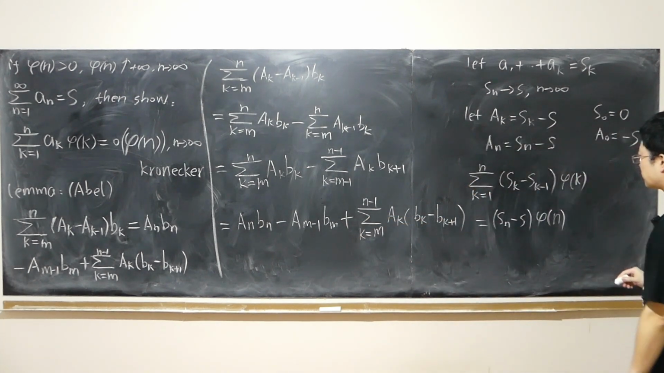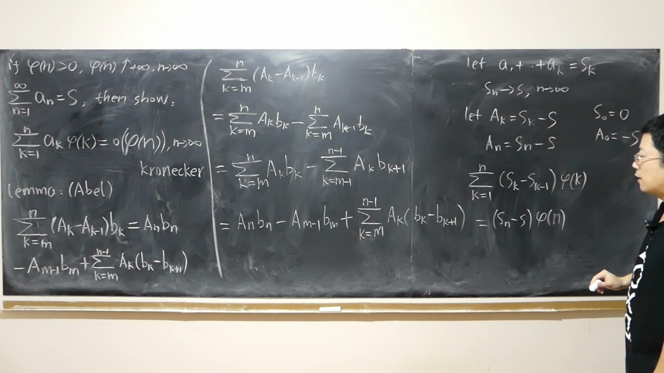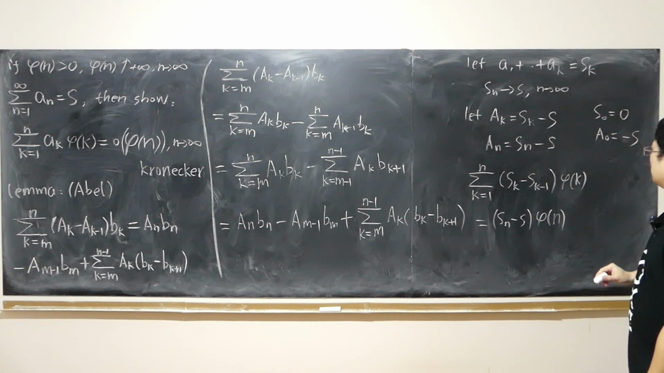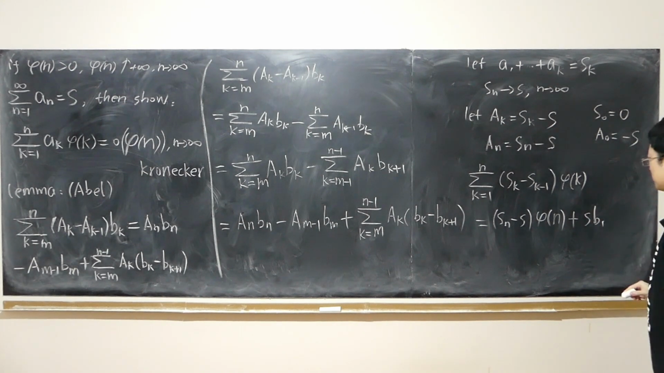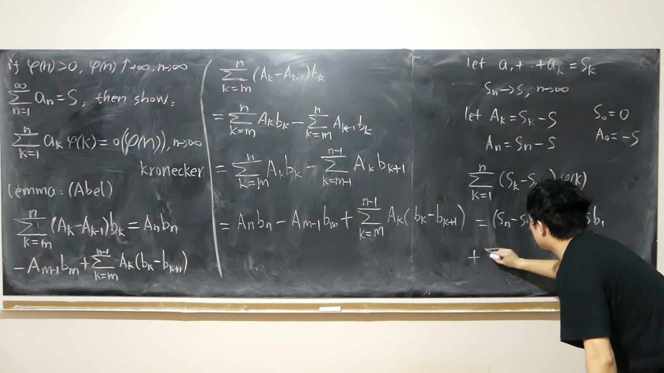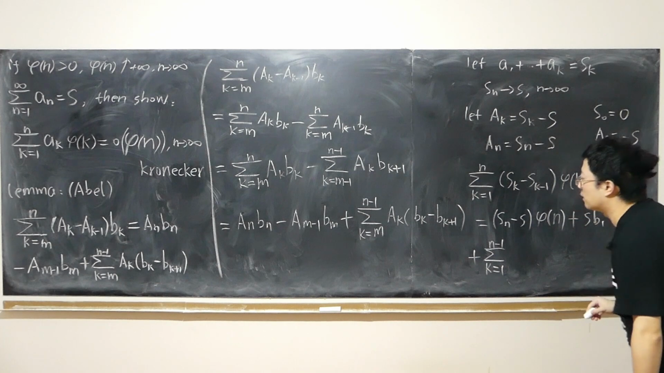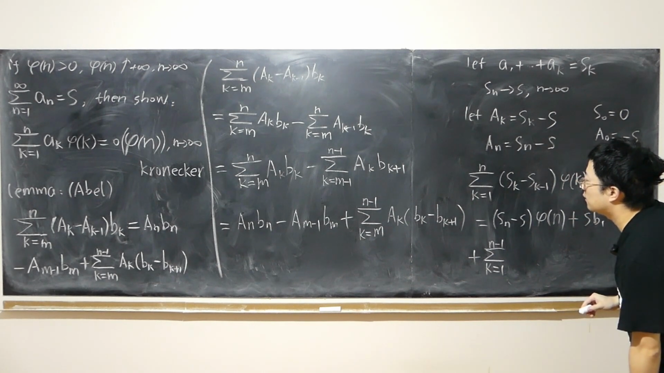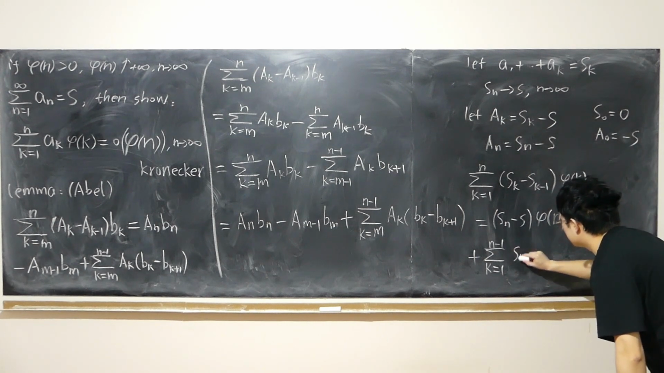So minus minus S plus S times b1. Then plus the sum from 1 to n minus 1 of ak, where ak is Sk minus S.